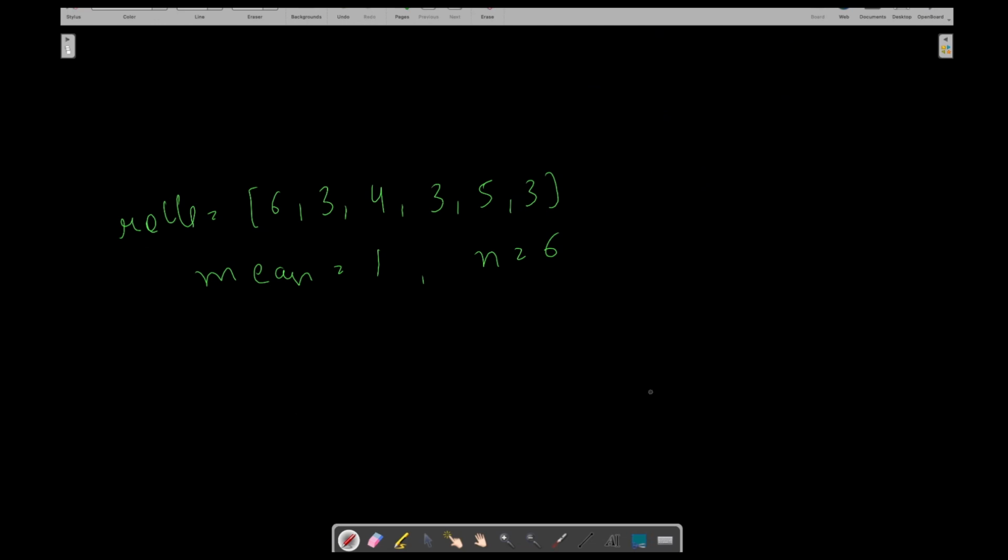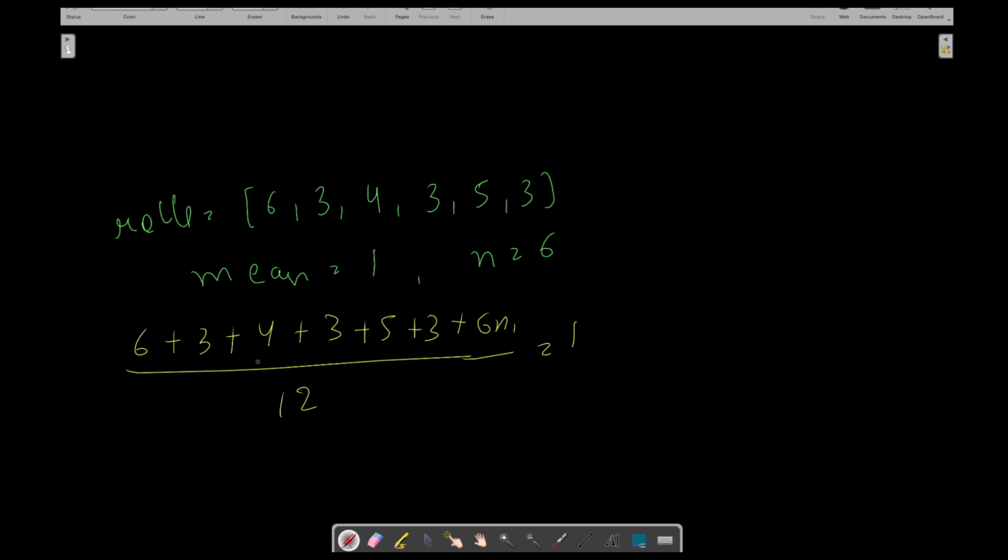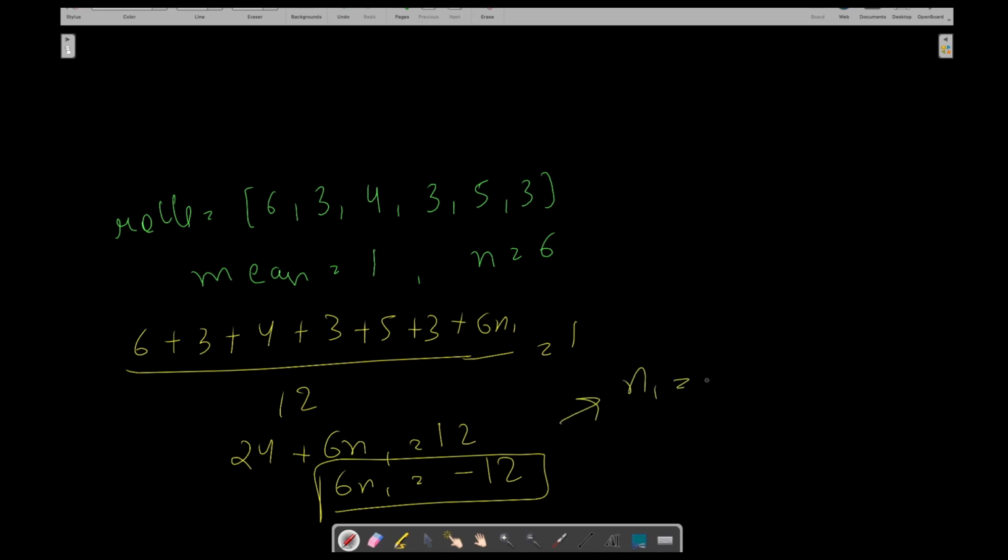Okay, let's understand one more case. See here, 6 plus 3 plus 4 plus 3 plus 5 plus 3, and 6 and 1. So here it will become 10, 15, 18, 21, 24 plus 6 and 1 is equal to 12. Now 6 and 1 is equal to minus 12. See here also, we are getting n1 as minus 2, which also cannot exist on a dice.